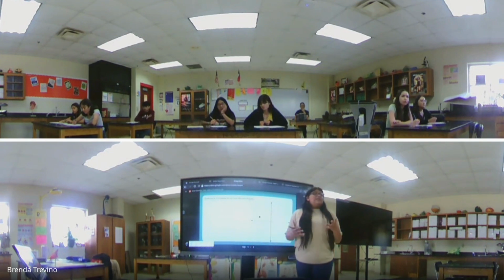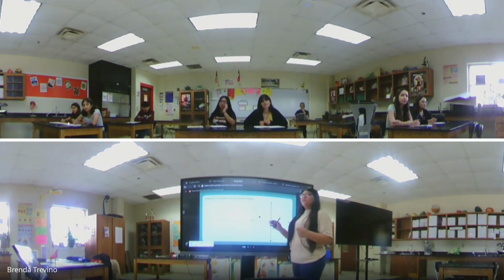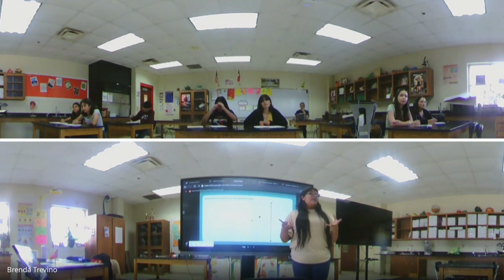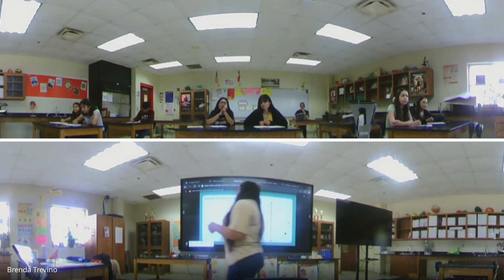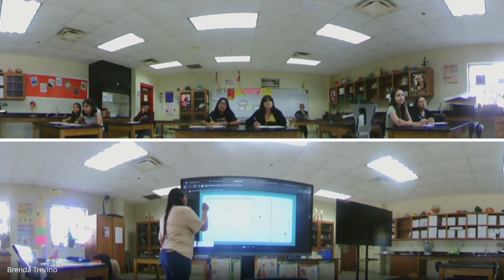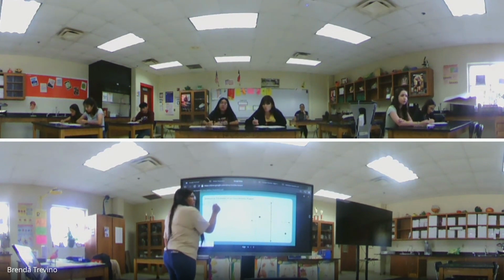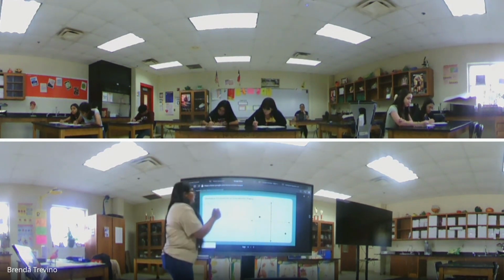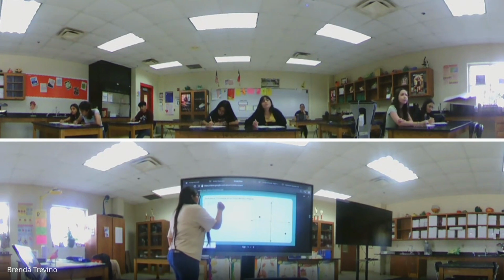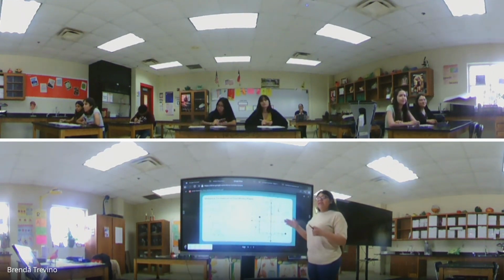So now we're moving on to the distance formula on a coordinate plane. The first thing that we have to do is get our formula. The formula that we have here is d equals the square root of (x2 minus x1) squared plus (y2 minus y1) squared. Okay, so now that I have shown you, you guys can practice doing number 2.